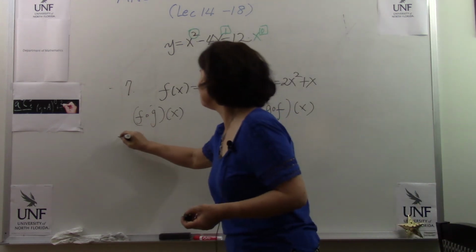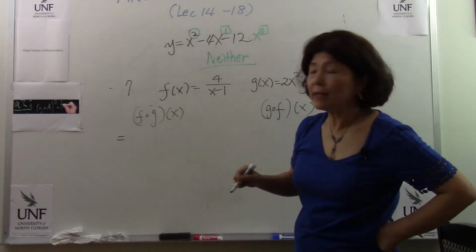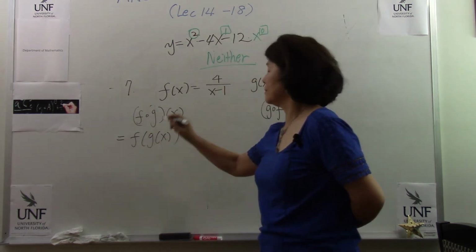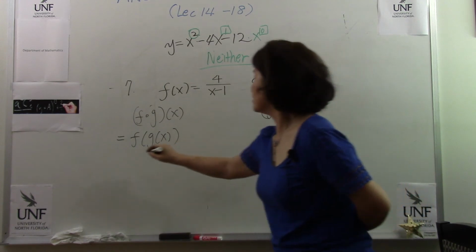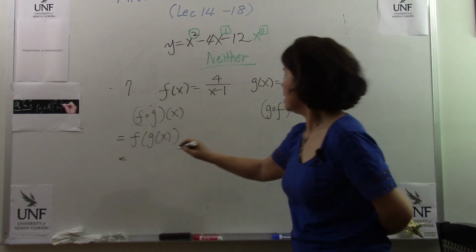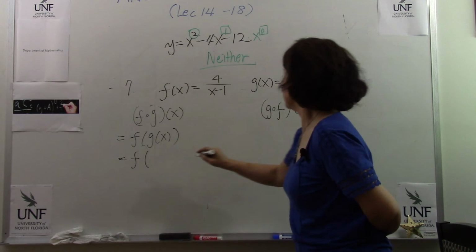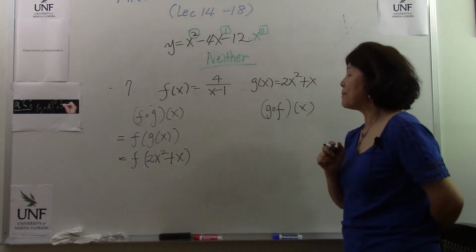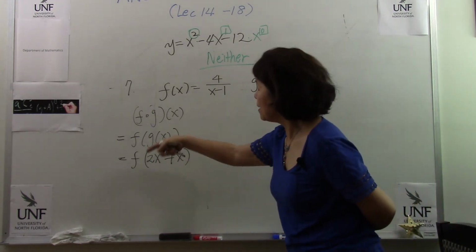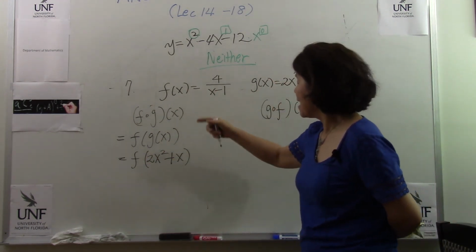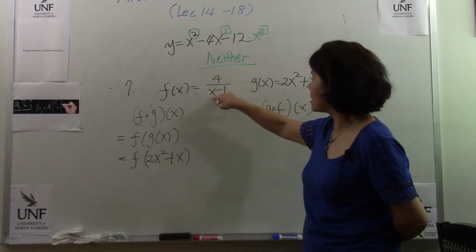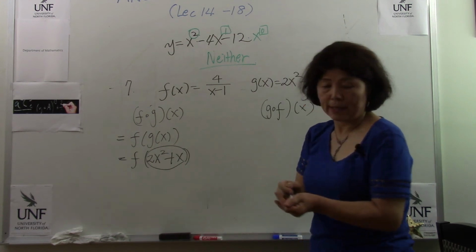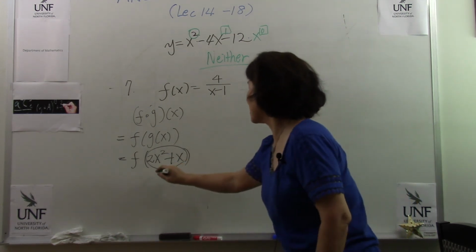Here, by definition, this is f of g of x. So g of x is this function, so just make it f of 2x squared plus x. So what does that mean? Now the function you are going to use is f, and f is 4 over x minus 1. So whatever you have over here is going to replace x.